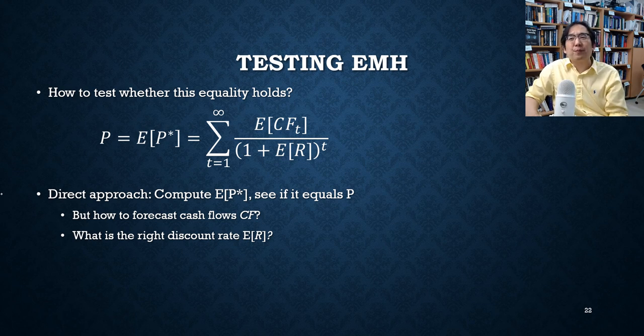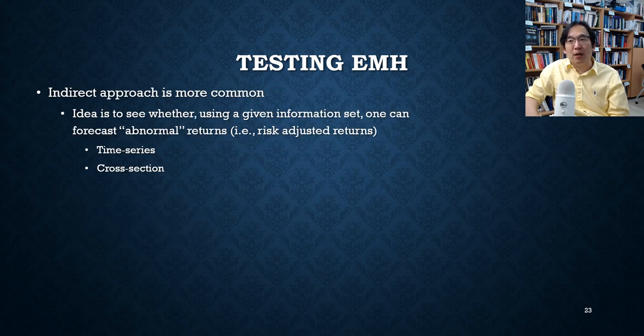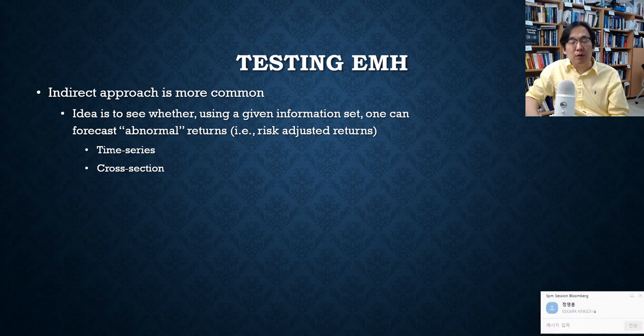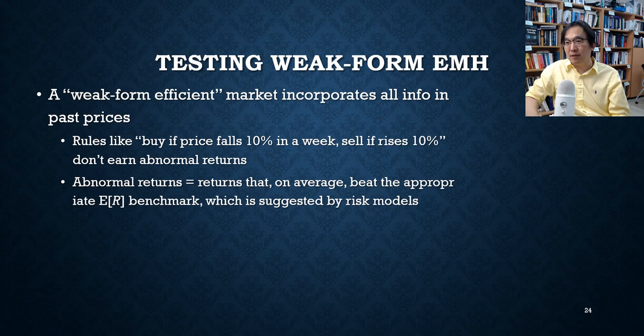Now, so how to test whether this equality really holds? Okay. So testing weak form market efficiency, can we do that? Is an issue. Okay. Idea is to see whether using a given information set, one can forecast some abnormal returns above and beyond, right, the compensation of the risk that you take. Okay. Risk-adjusted returns, right? So time series-wise or cross-sectionally, you can test this hypothesis.